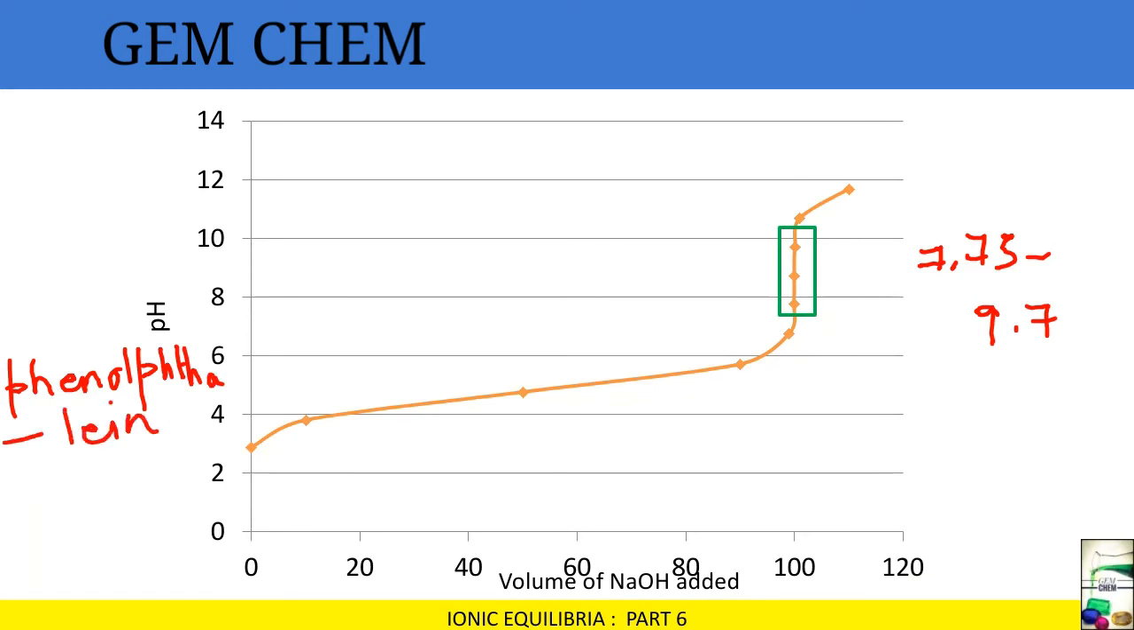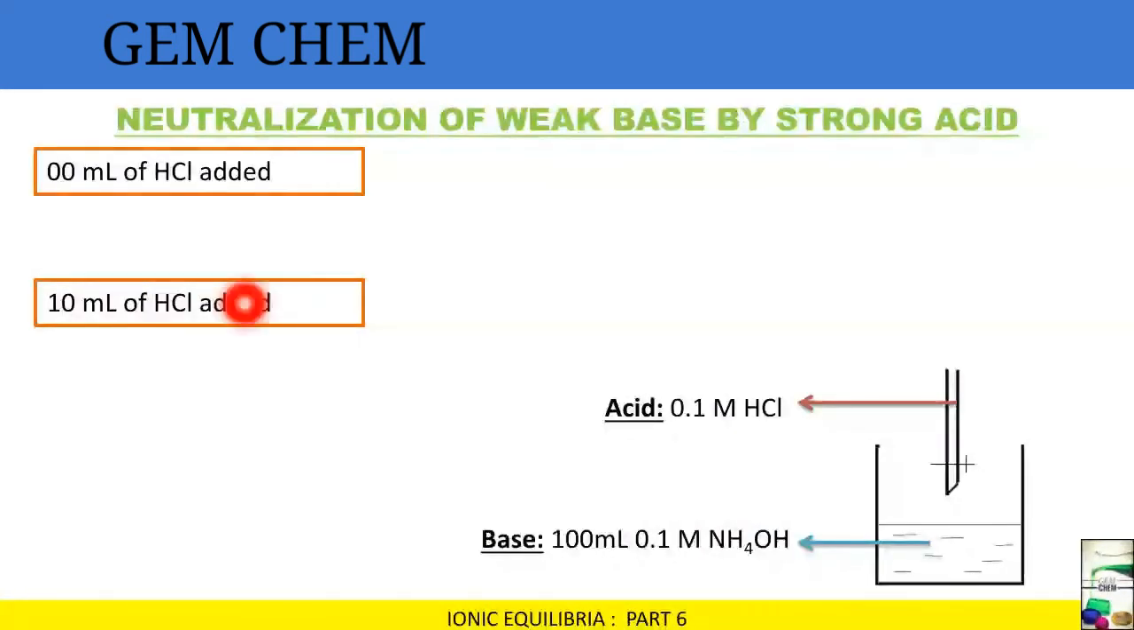Right, now we will go for the next titration: neutralization of a weak base by a strong acid. Now if you see here, in the beaker we place 100 ml of 0.1 molar NH4OH solution. NH4OH is a weak base and the strong acid is 0.1 molar HCl solution.